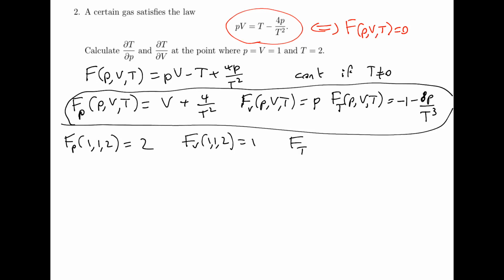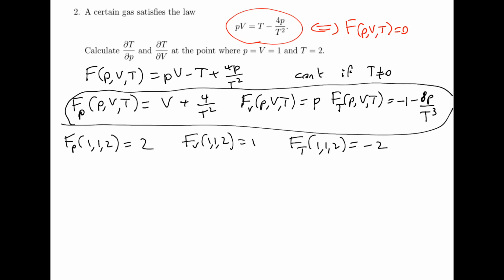And the partial derivative with respect to T. Let's see, that's P is 1 and T is 2, so we get 8 over 8. So we get minus 1 minus 8 over 8 is minus 2. Okay, so now let's stop a moment and think about what we need.